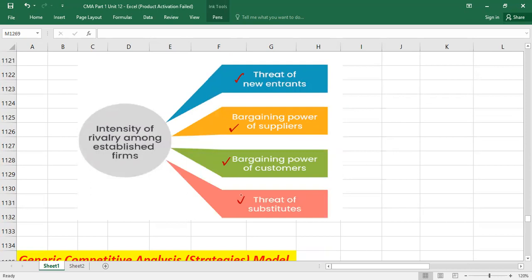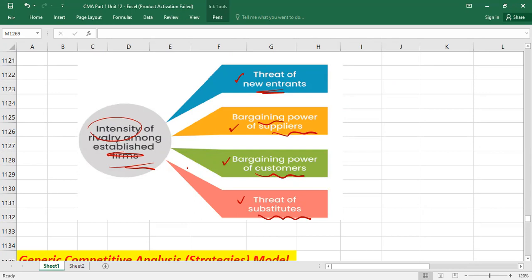Let me tell you now here, guys, obviously as a new entrant enters, it will increase the rivalry or competition. When many suppliers are available, again, it will increase the competition. When fewer customers are available, again, it will increase the competition between the suppliers. When many substitutes are available, obviously it will increase the competition.